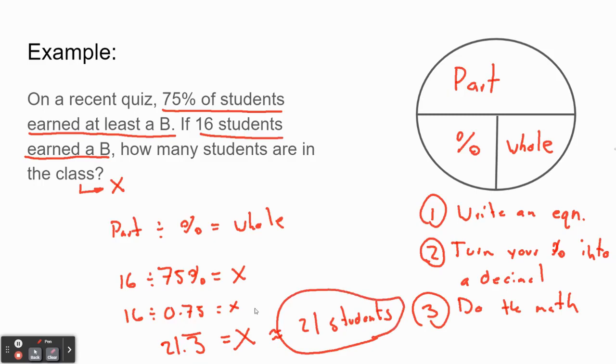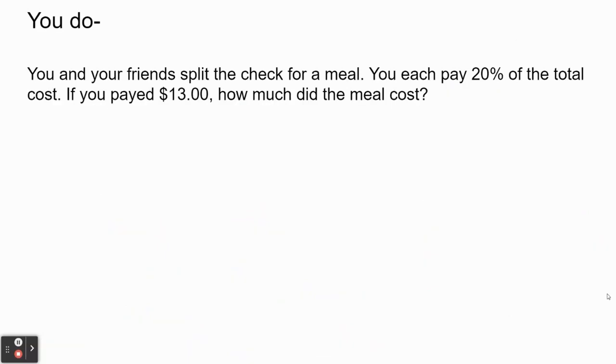Pause the video. Make sure that you've copied down this example as well as the steps and the circle. I think those are really going to help you when you look at the you do. Pause the video again now. Our you do for today: you and your friends split the check for a meal. You each decide that you're going to pay 20% of the total cost. If you paid $13, how much did the meal cost? Again, you can use the steps that we looked at in the example, the circle tool, whatever you need to do in order to find this.